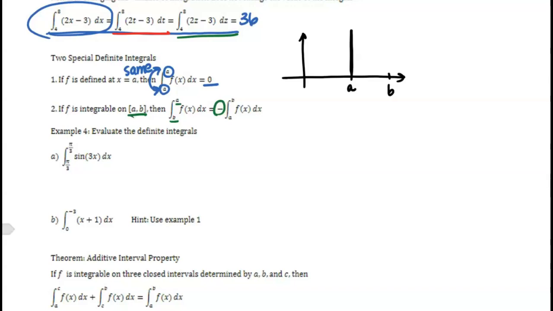If we were to integrate sine 3x from pi over 3 to pi over 3, our answer would be 0 because the lower limit and the upper limit are exactly the same.